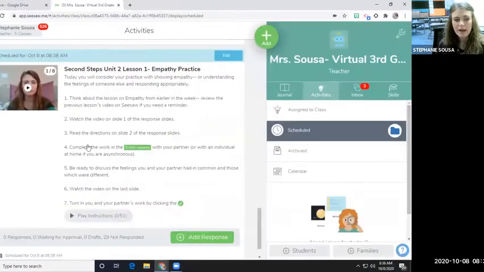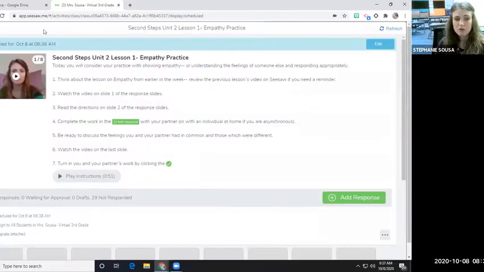Now that we've got that out of the way, we've watched the video on slide 1. You're getting ready to read the directions on slide 2. I'm going to put you into breakout rooms and you're going to complete this work with a partner. You're going to be ready to discuss your feelings and the feelings you and your partner had in common, and you're going to watch the video on the last slide with me when you get back. Then you'll turn in you and your partner's work by clicking the check, okay?